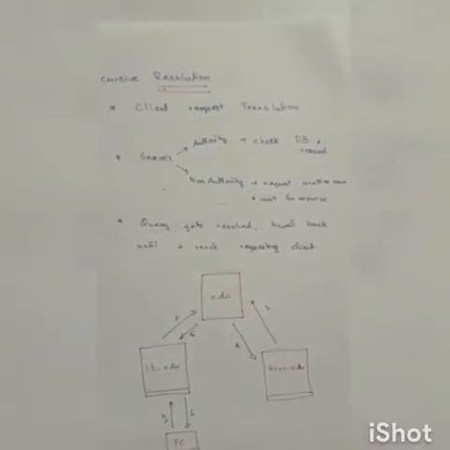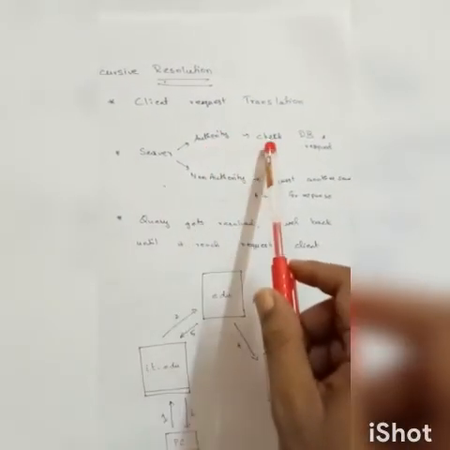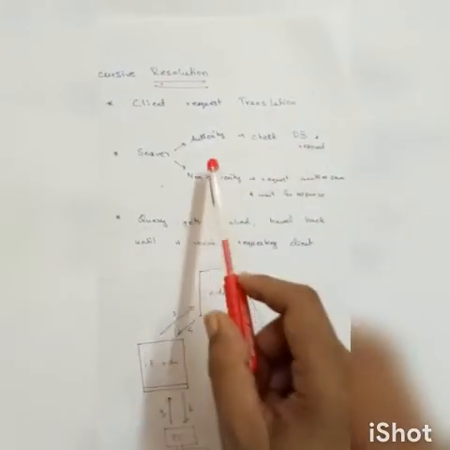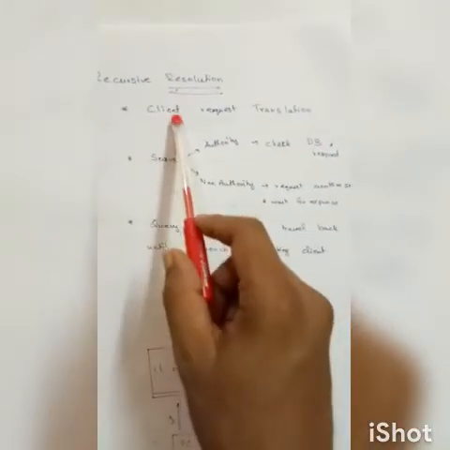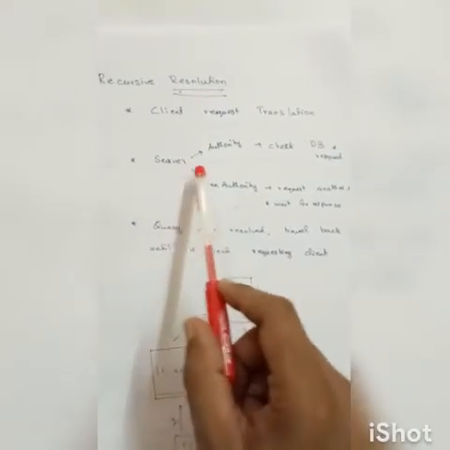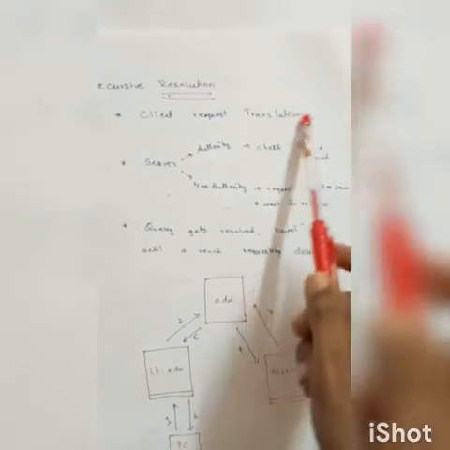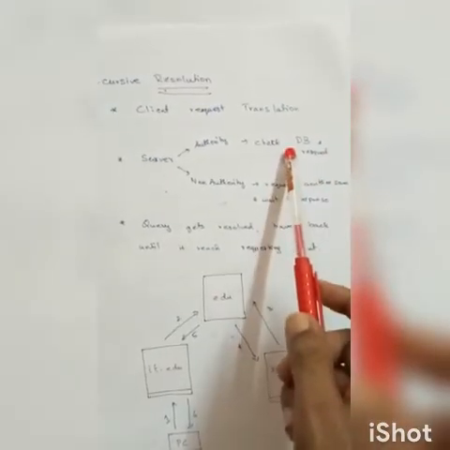So if the person has authority, he will check the authority and then go back to the database and it will respond. That's all, the work ends. The client requests some data from the server. If the server has authority, it will check the authority, go to the database, and respond.